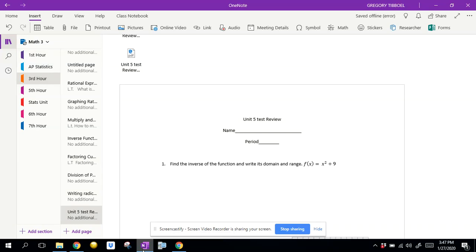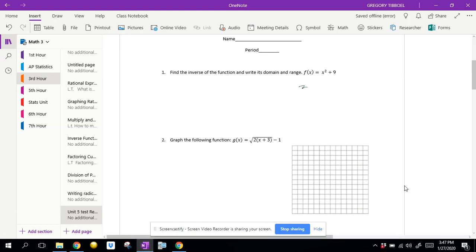All right, so we're gonna be taking a look at some of this fun stuff. So why don't we jump in? So step one of this: f of x becomes y equals x squared plus 9. Switch x and y. Now we're gonna get y by itself.